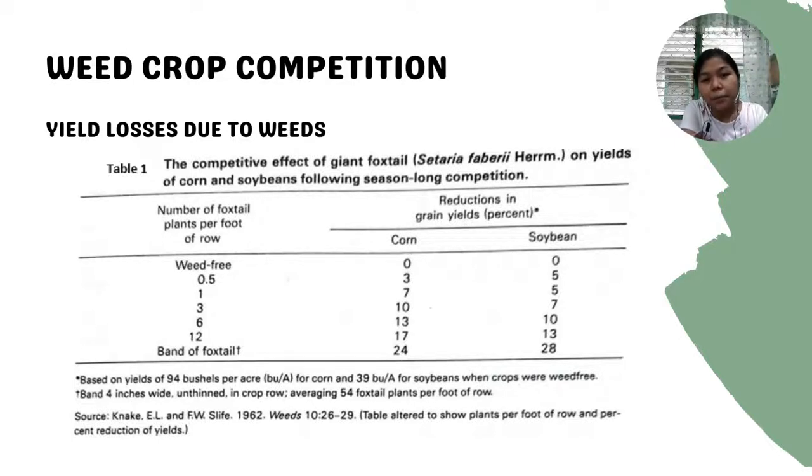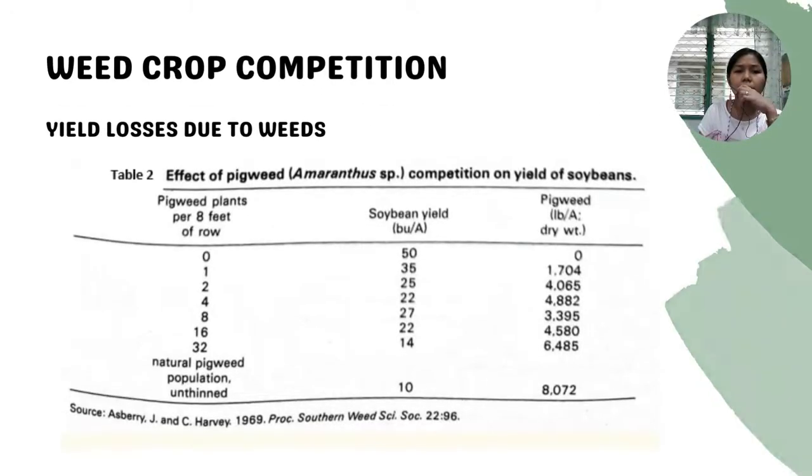But as the number of foxtail plants increases, the yield losses also increase for both the corn and the soybean. Definitely, they have a direct relationship. The more abundant the weeds are, the greater the reduction it would cause to the crop, any other kind of crop.